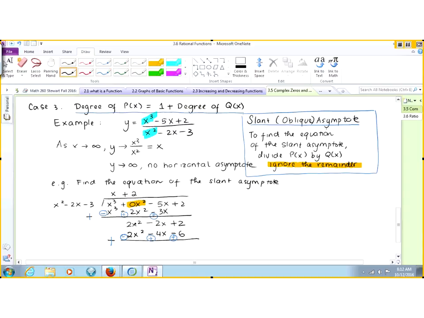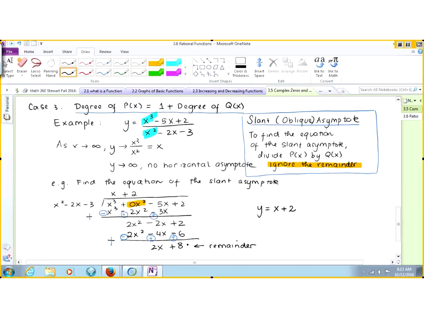So now I'm going to use my new sign. So 2x squared minus 2x squared cancel. Negative 2x plus 4x, 2x, and then 2 plus 6, plus 8. All right. Then what is 2x plus 8 divided by x squared minus 2x minus 3? Can we? No, so this is the remainder. Okay, good. So now what is the equation of my slant asymptote?